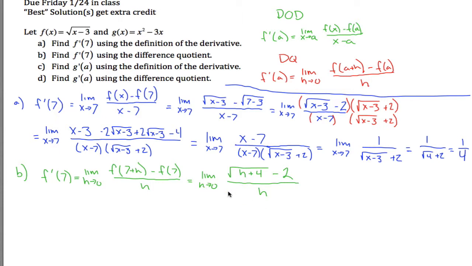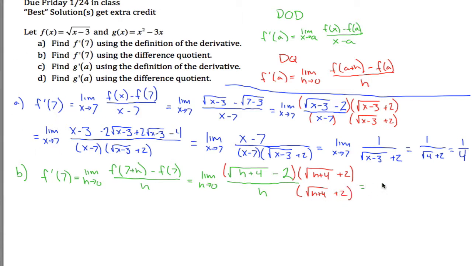I'd like to change all the h's into zeros, but that won't work. I get 0 over 0. Damn. Well, I hope there's some sort of trick I can do to cancel out this h on the bottom that's causing the trouble, that's causing me to divide by 0. In fact, there is. It's very similar to what we did up here. Multiply the numerator and the denominator by the conjugate of the numerator. What I'm saying is I'm going to multiply the top by the square root of h plus 4 plus 2, and the bottom by the square root of h plus 4 plus 2.